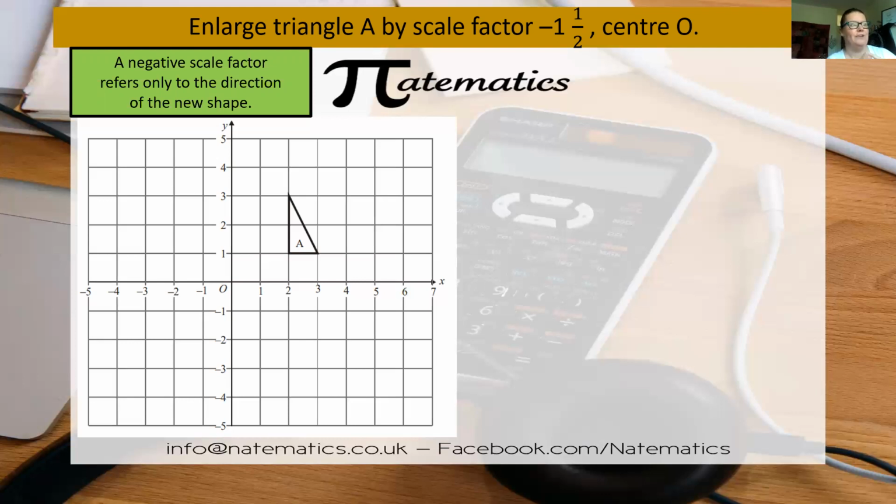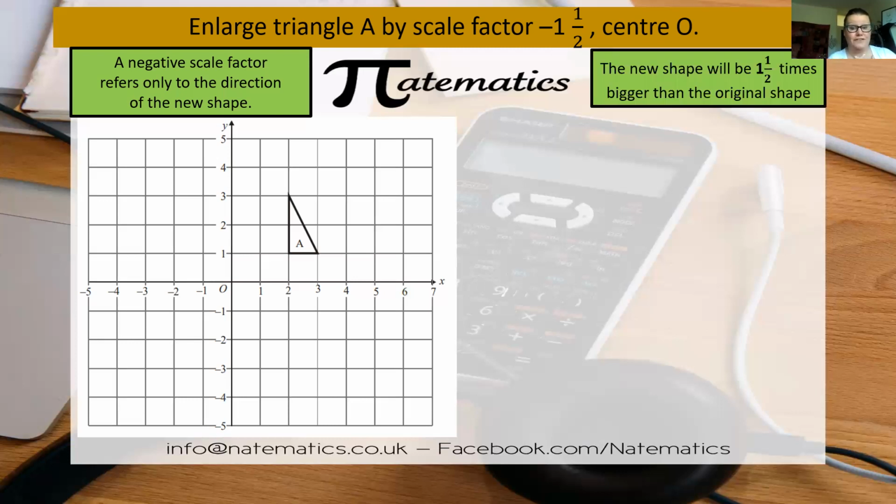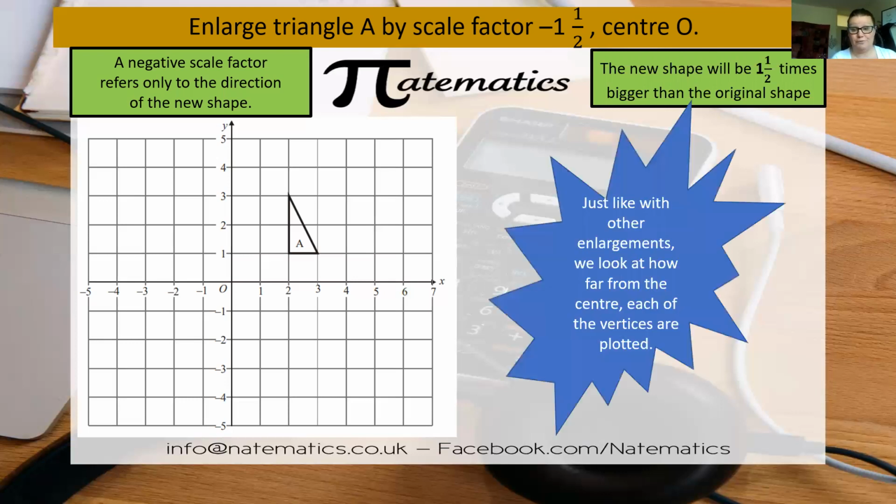So it's almost like, when you have a negative indice, the -1.5 means we have the reciprocal. So you deal with the minus and then you deal with everything else afterwards. So the new shape is going to be 1.5 times bigger than the original. So as with other enlargements, the positive ones or the fractional ones, we look at how far each of the corners of the shape has been plotted from our center of enlargement. So we draw lines from the origin, because that's where our center is for this example, to each of the corners of the shape. And then we'll do something a little bit different.